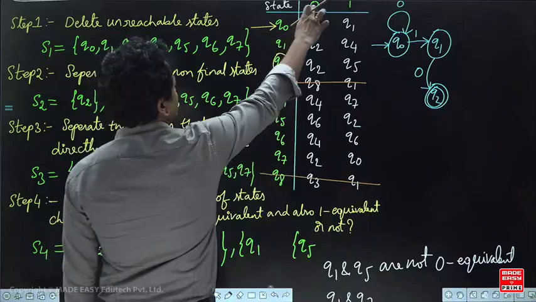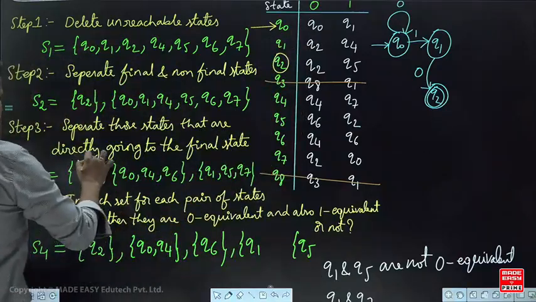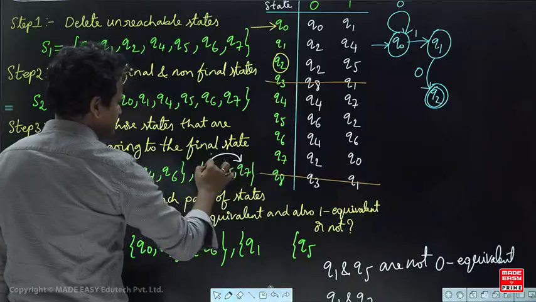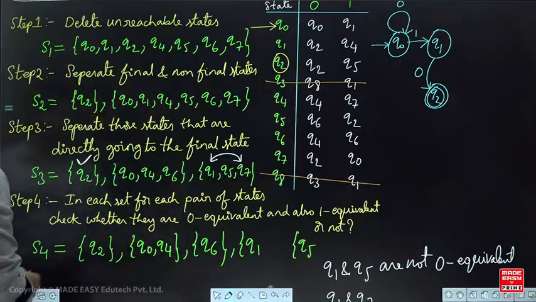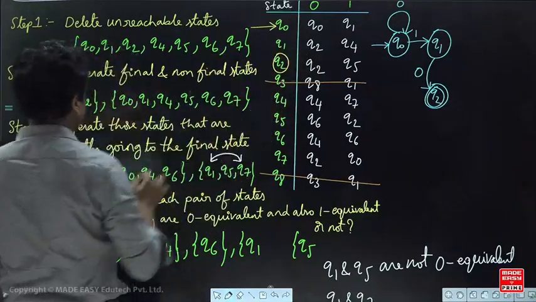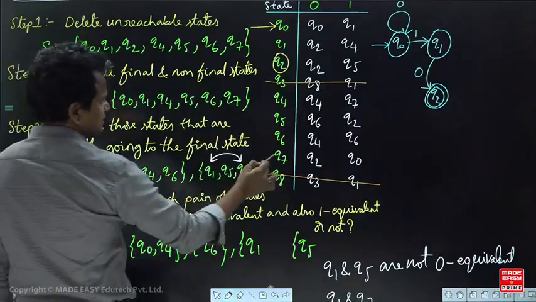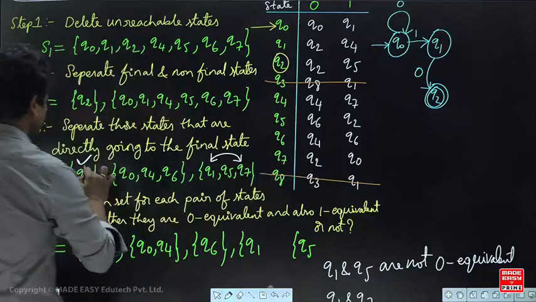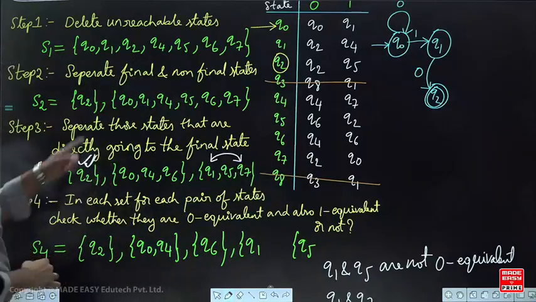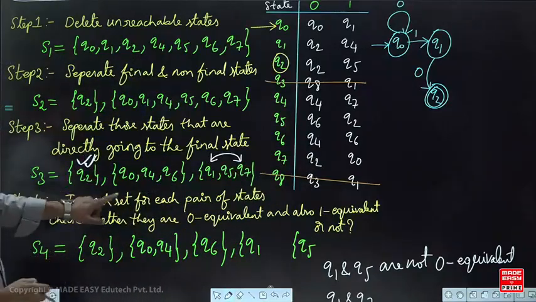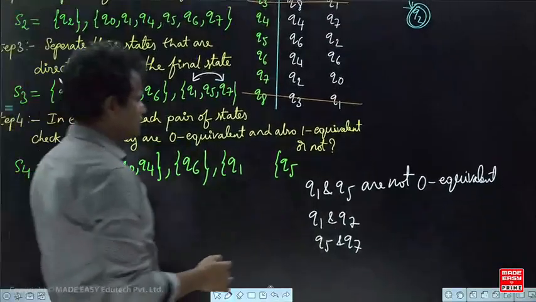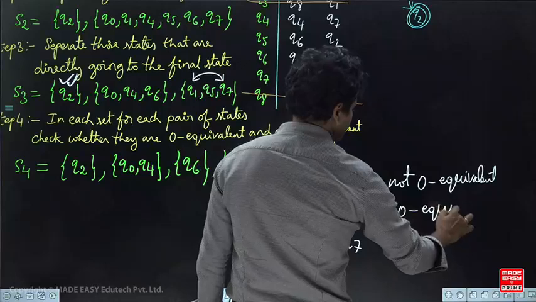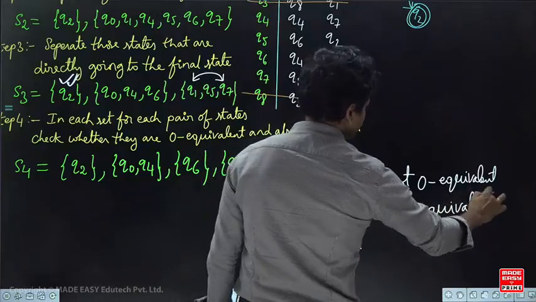Q1 on 0, Q2 is here. Now Q7 on 0, Q2, it is also the same. Q1 on 0 gives Q2, and Q7 on 0 also gives Q2. So Q1 and Q7 are 0 equivalent. If they are 0 equivalent, check for input 1.